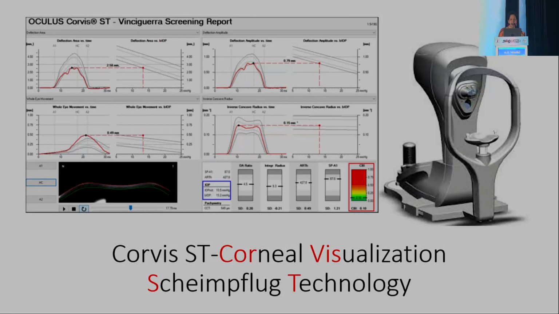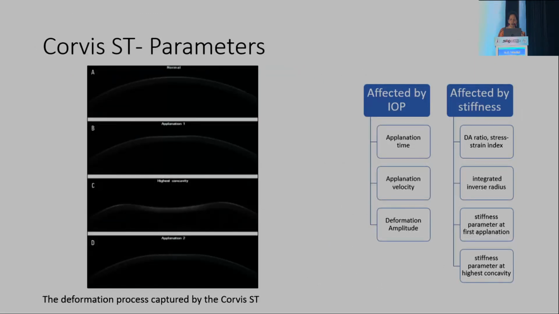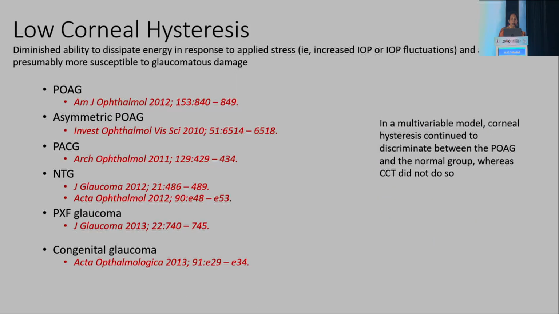It gives a very detailed report, some 37 parameters with the latest version. It gives the biomechanical IOP, which is an important parameter. It doesn't actually give the corneal hysteresis value. And the deformation process is actually captured by this Corvis ST.